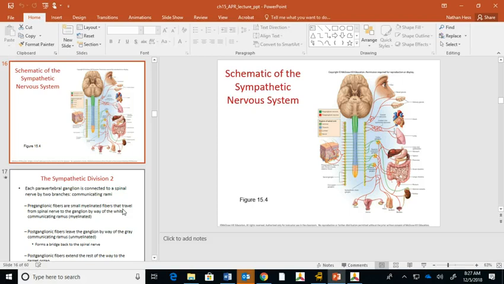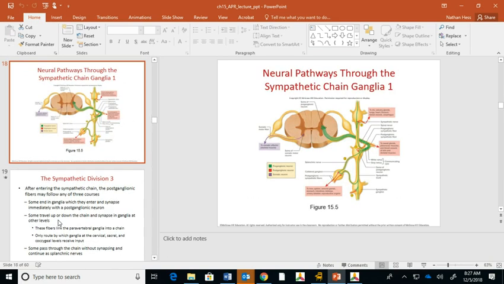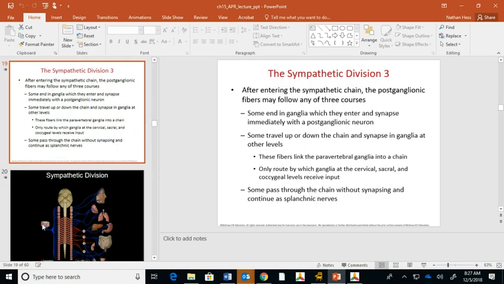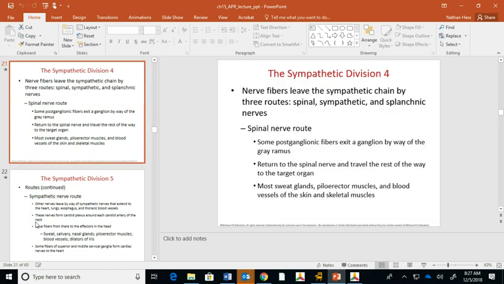Does that make sense? We've got three ways that the sympathetic nervous system fibers leave the body. I'm just going to keep moving down because we've already discussed all these pieces. Three ways, and they're showing this here on your study guide. Three routes. The first is in the spinal nerves. The second is by sympathetic nerves, and the third is by splanchnic nerves, which is a term we've not heard before.